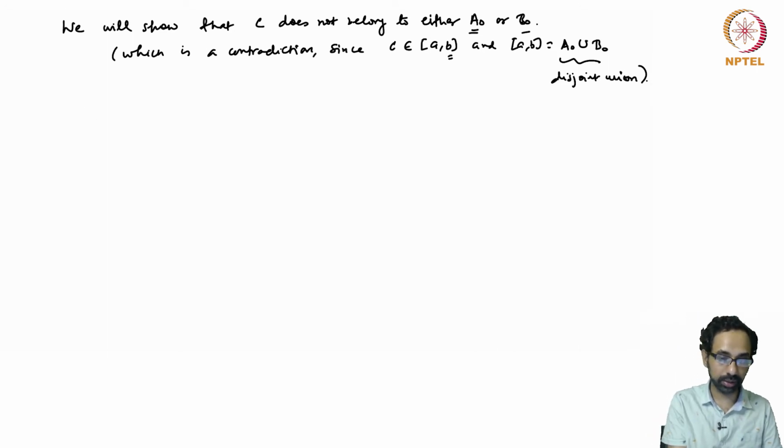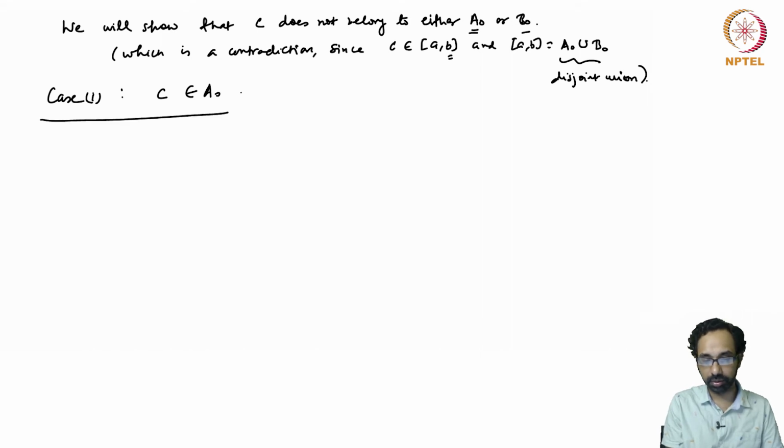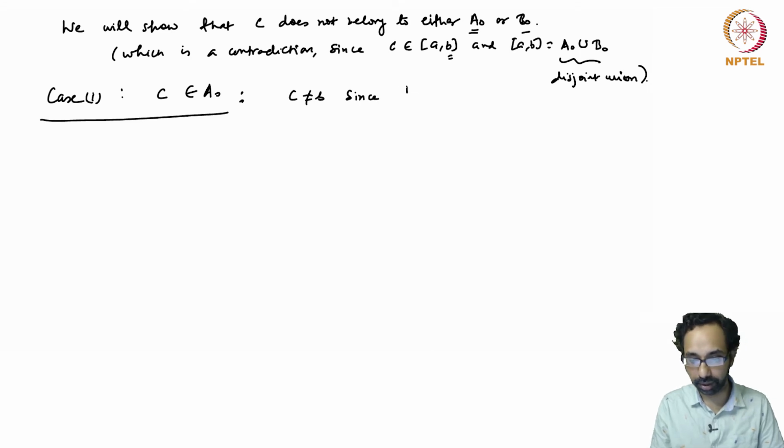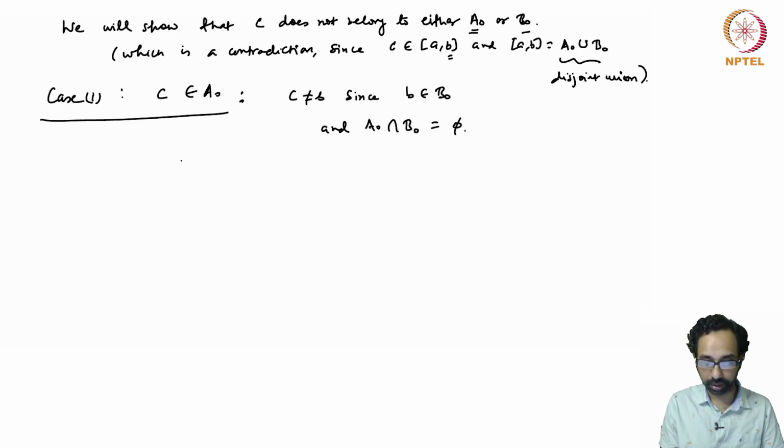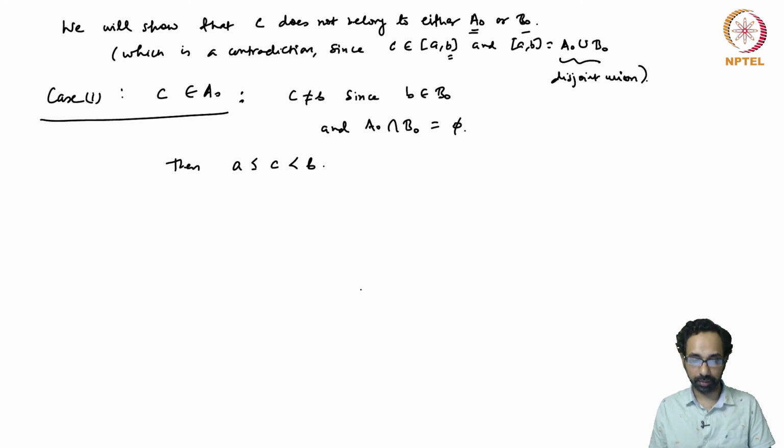So what are the cases? Case 1 is that C belongs to A0. If C belongs to A0, then C cannot be equal to B, since B is in B0 and A0 intersection B0 is empty. So C cannot be equal to B. This means that A is less than or equal to C, which is strictly less than B.